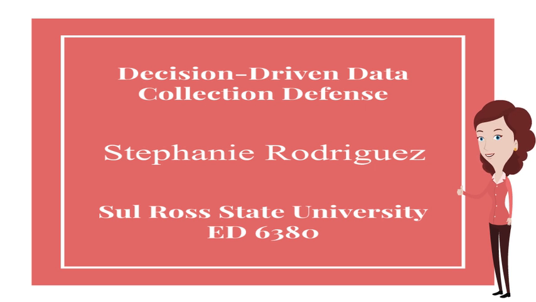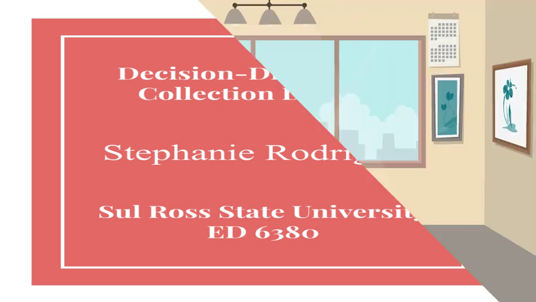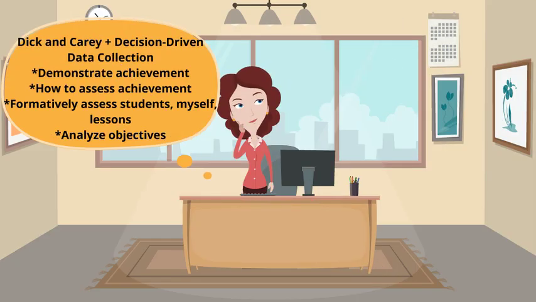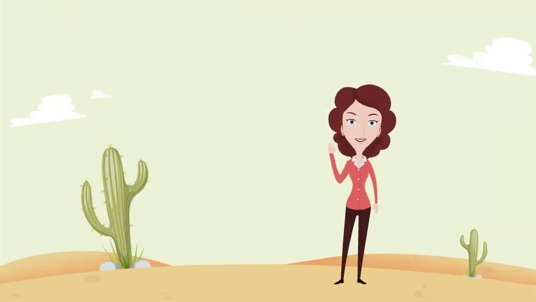This takes me back to a graduate course in which we learned about decision-driven data collection. The Dick and Carey system ties perfectly into this philosophy. We need to front-load our lessons and determine how students will demonstrate achievement and how we will assess this achievement, and above all else, continuously formatively assess our kids, ourselves, and our lessons to ensure we are addressing the stated objectives, or even if those objectives need to be adjusted because of a better understanding of the students we have in our room. And I think that's where I'm going to leave y'all on this.